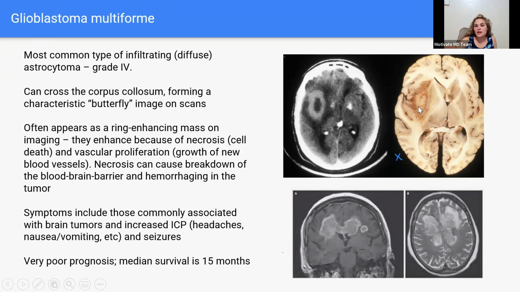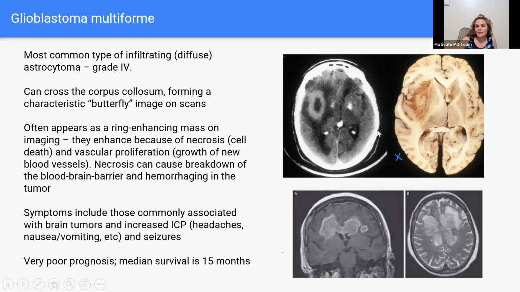You can also have bleeding within the tumor, which is obviously not good. And that's because the tumor itself makes a lot of new blood vessels. Cancer cells and tumors love to make new blood vessels because that's how they get nutrients and oxygen, and that's how they help themselves continue to grow. But some of those blood vessels can break and lead to hemorrhage within the tumor itself.